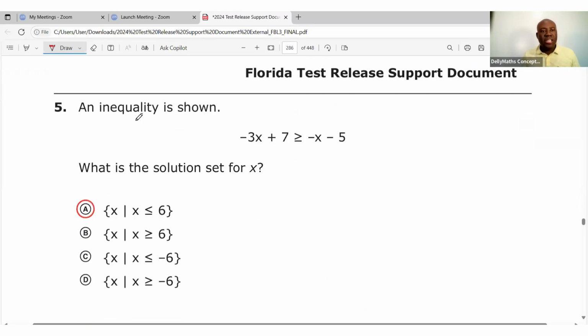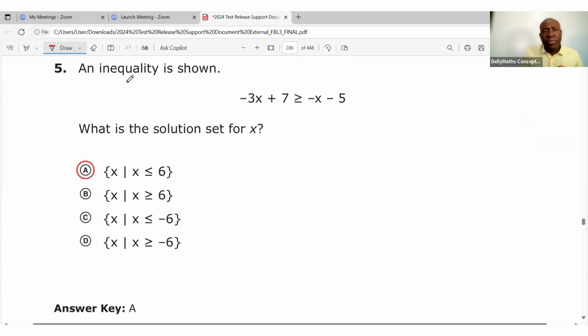It says, an inequality is shown. We're looking at it. So it is negative 3x plus 7 is greater than or equal to negative x minus 5. What we want to do to solve this for the set of values of x is collect our x's on one side. It's up to us how we want to do it. So let us say I want to collect the x's on the left side.